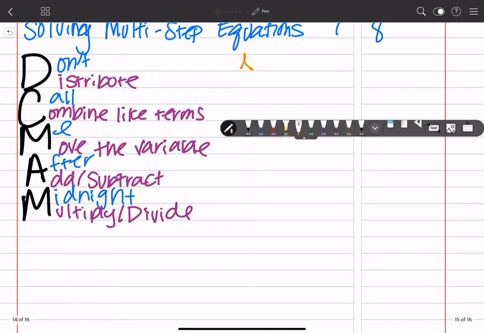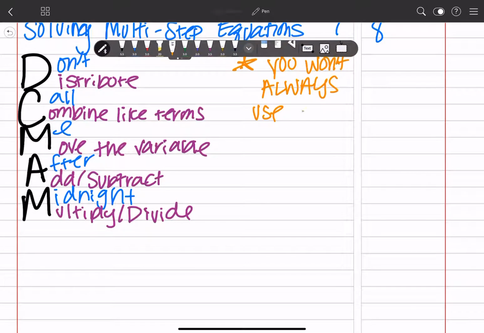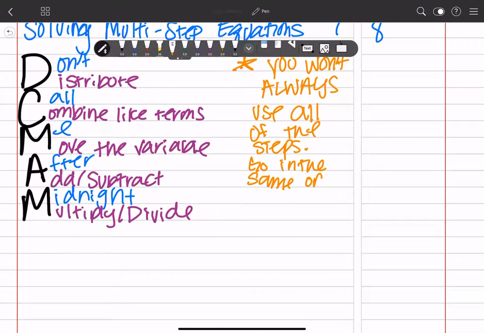Now, there's a big note to this. Sometimes you won't always use all of the steps. So go in the same order, regardless. And I'll show you what I'm talking about right here.